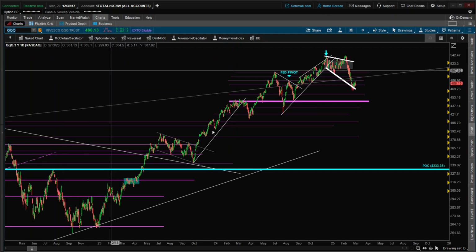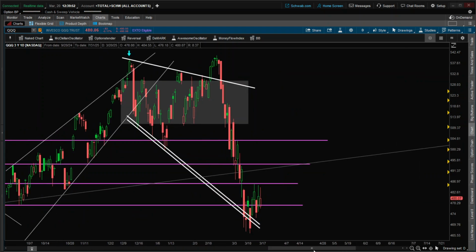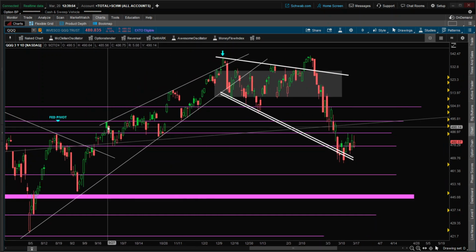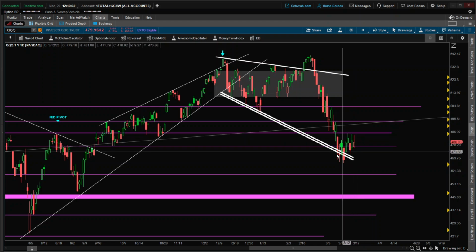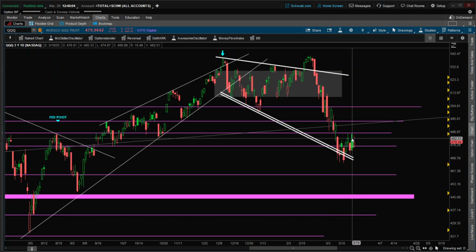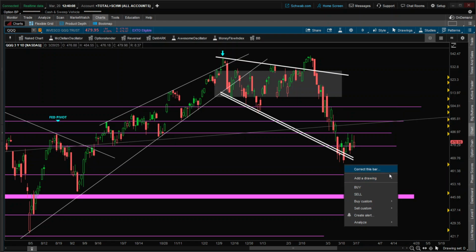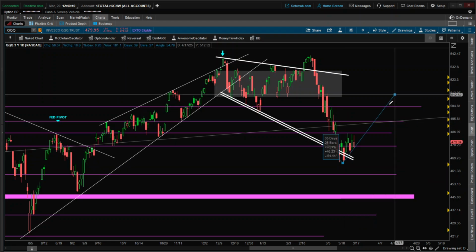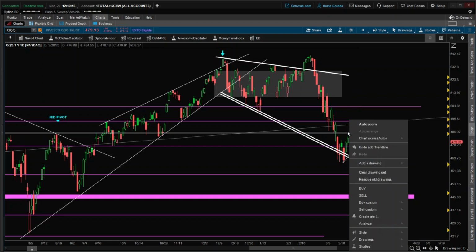QQQ. Not much to report here. We're just bouncing around in this. We have a consolidation area here that we built, so you can see support and resistance. That's all we're bouncing around. And so basically your market structure, we can form a triangle if we want to.